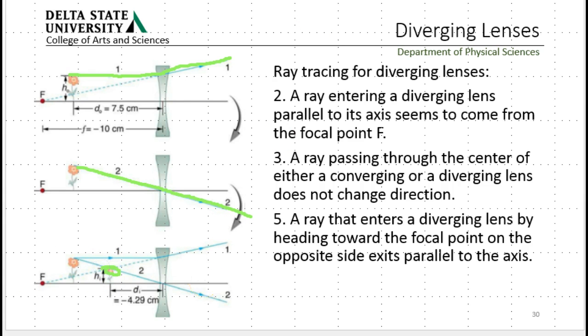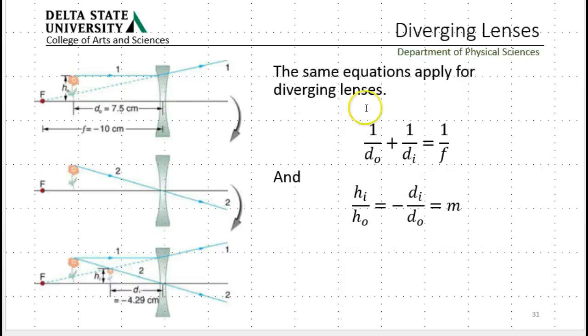We have exactly the same set of equations as for the converging lens: 1 over DO plus 1 over DI equals 1 over F, and the HI over HO relation is the same. A major difference is that DI is always negative. The image is always virtual for a divergent or concave lens, and in fact the focal length of a divergent lens is negative.